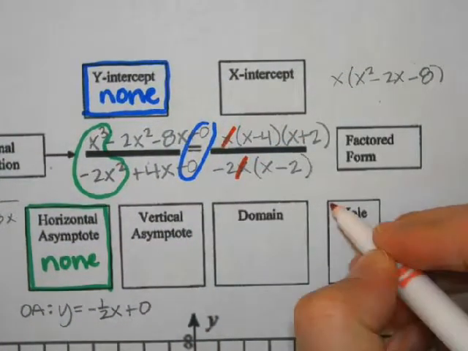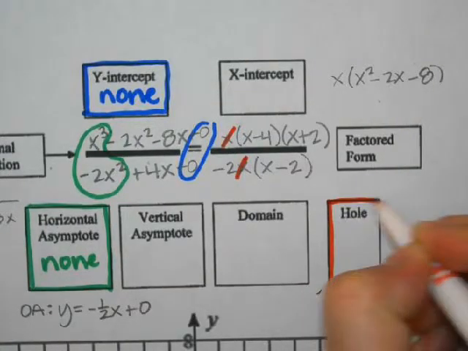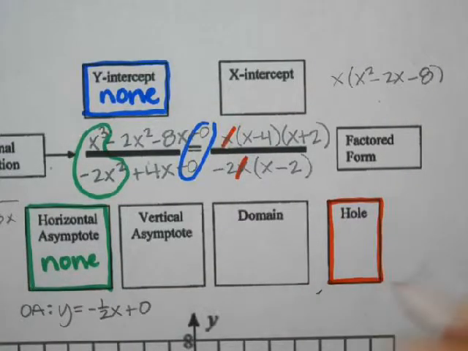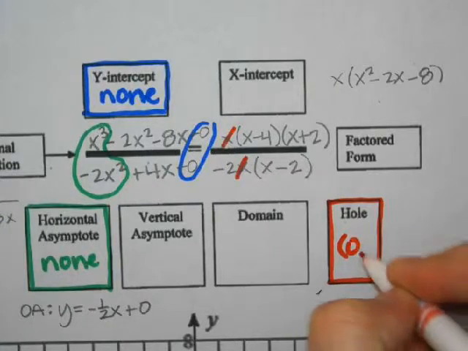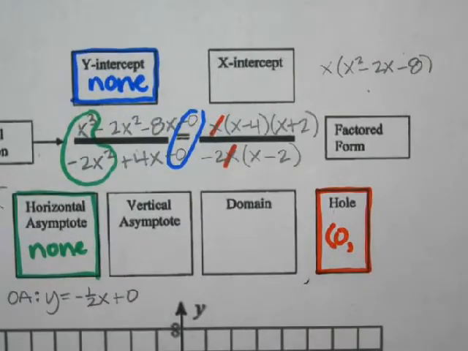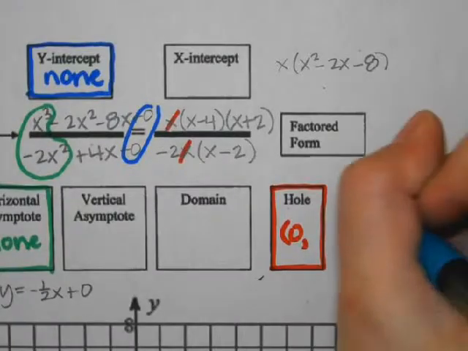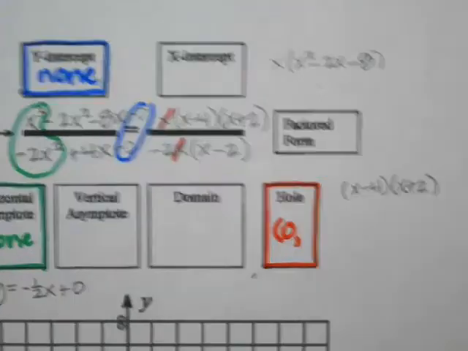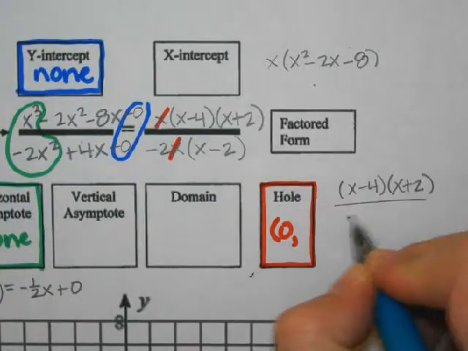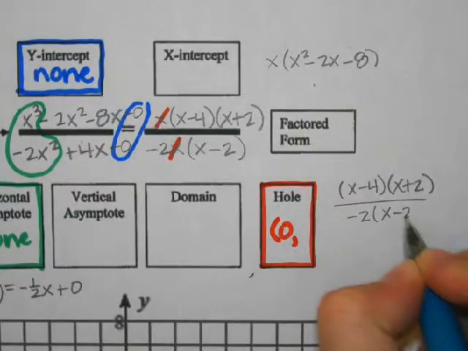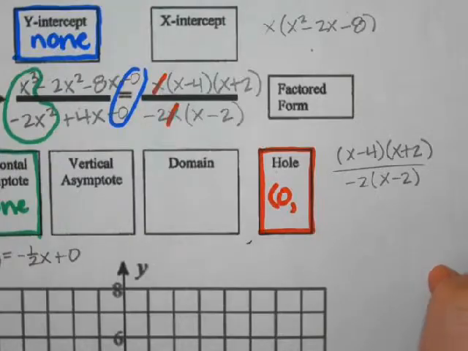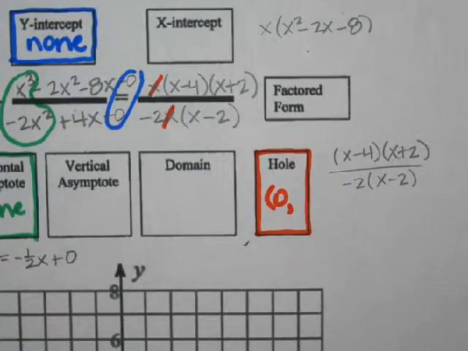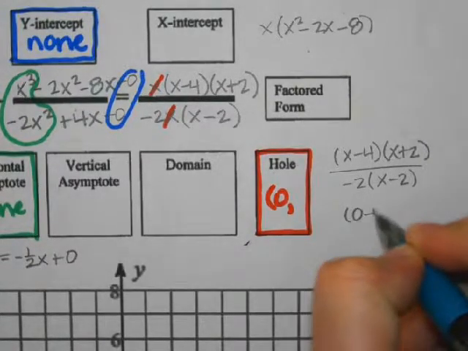That means there's a hole, and what is the x-coordinate of the hole? 0. The x-coordinate of the hole is 0. So that means we're going to take all of our leftover stuff, the x minus 4, the x plus 2, the negative 2 in the front, the x minus 2. We're going to write all those leftovers down. And then we're going to take all those leftovers and plug a 0 in for the x.